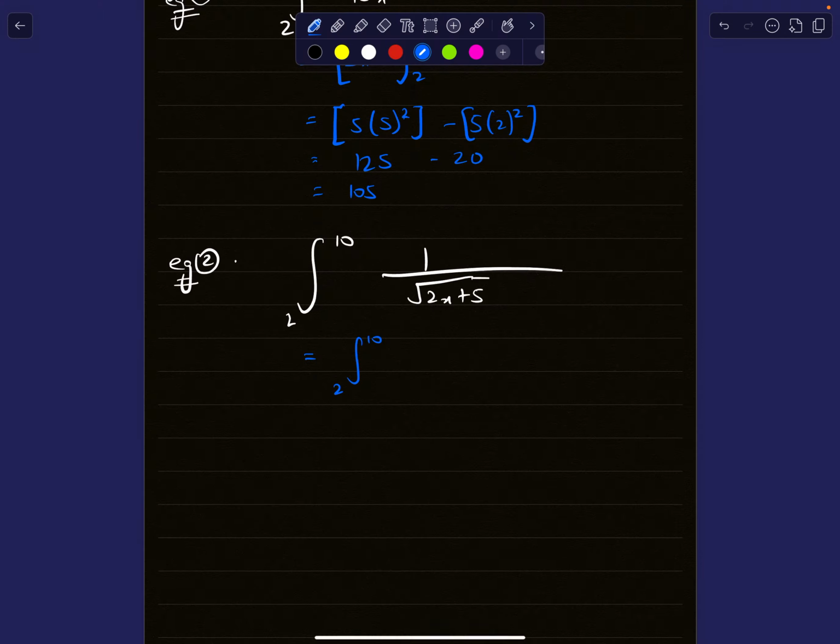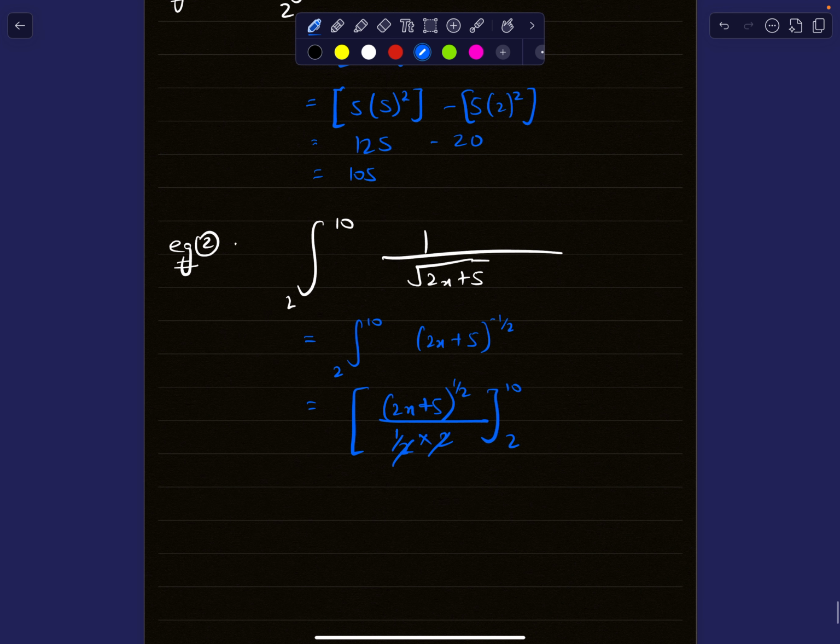Let's bring the denominator to the numerator first. So we have 2x plus 5 to the power negative half. Integrate this thing. That would look something like 2x plus 5, add 1 to the power, bring the power down, and multiplied by the differential of the bracket. 2 and 2 cancel out, and we are left with 2x plus 5.